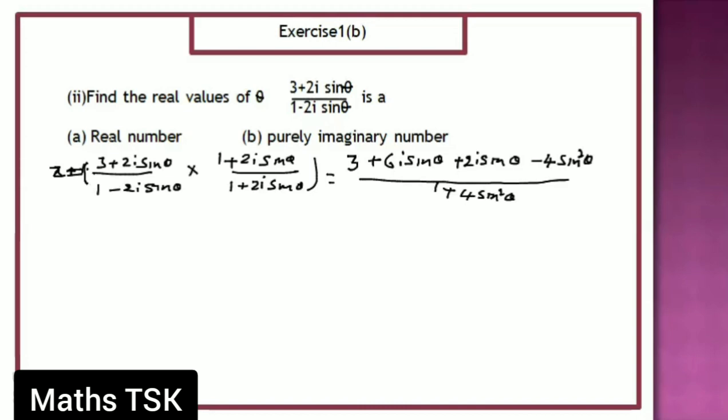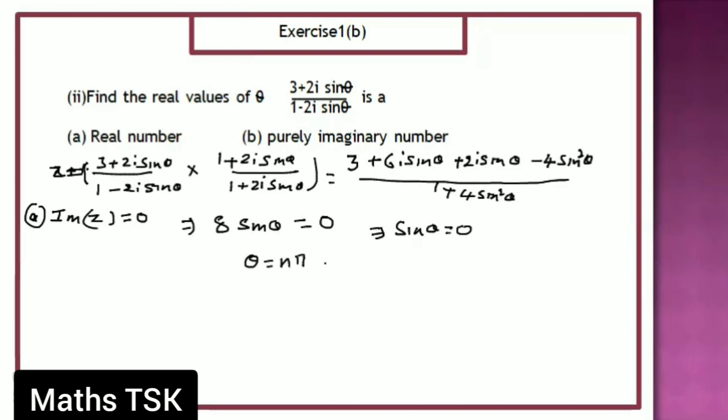Okay, now if the complex number z is purely real, means imaginary part of z is equal to 0, then the complex number is said to be purely real. Imaginary part here it is 6i sin theta, 2i sin theta. This implies 8 sin theta by something is equal to 0. I consider this as 0. Therefore, sin theta is equal to 0. So sin theta equal to 0 means theta is equal to n pi, for all n belongs to Z, is the general solution.